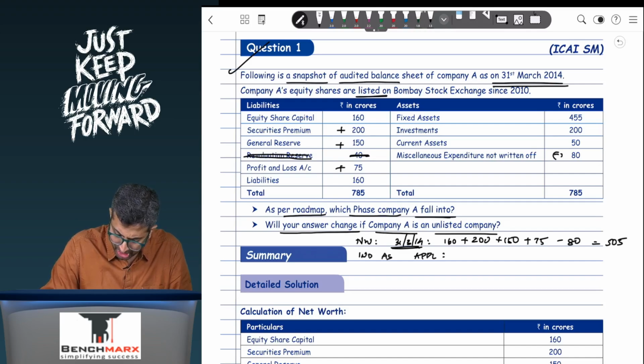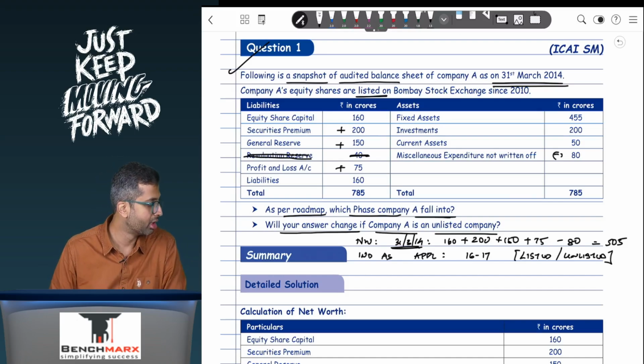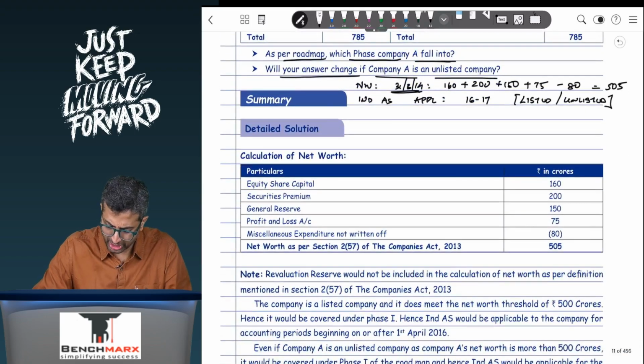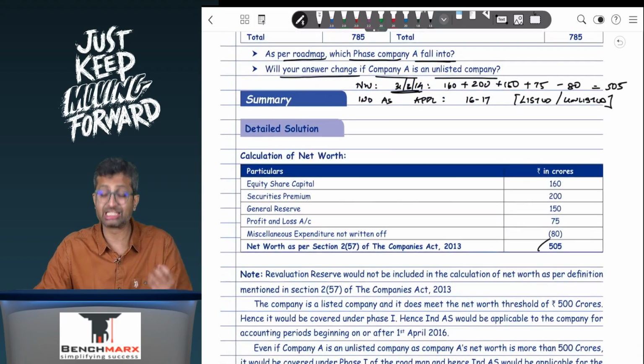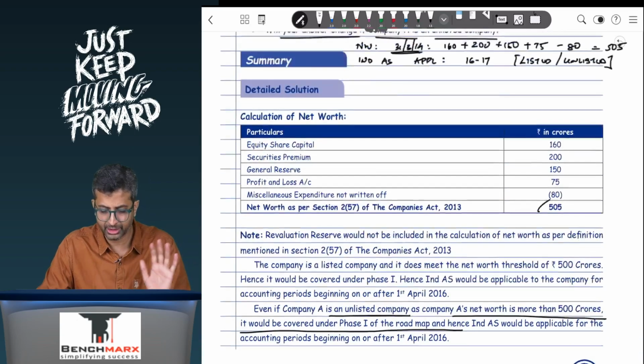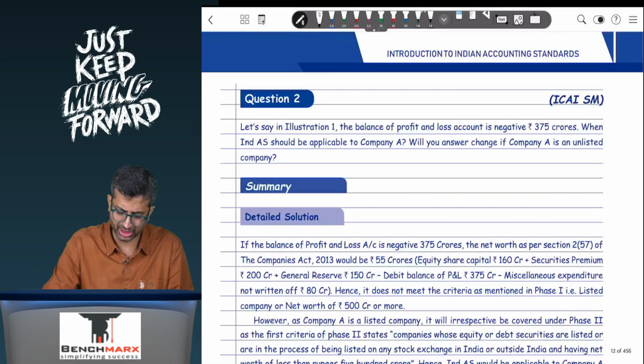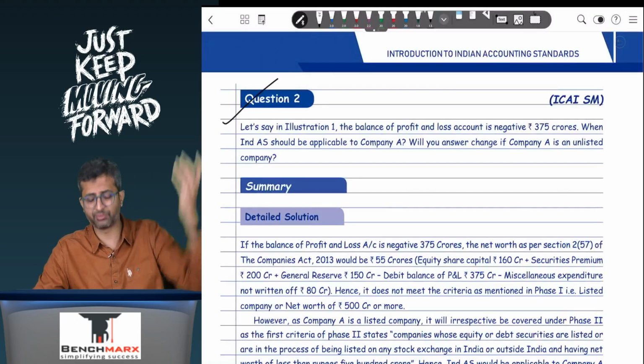From which year does it become applicable? 1617 onwards. Whether you are listed or you are unlisted, if your net worth is greater than 500 crores, Ind AS will become applicable. Are we clear with this? So as you can see, net worth is 505 crores and hence Ind AS becomes applicable. Even if I am an unlisted company, if the net worth is more than 500 crores, it would be covered under phase 1 of the roadmap. That is question number 1. I would not really put this as important from an exam perspective because it is 2014.